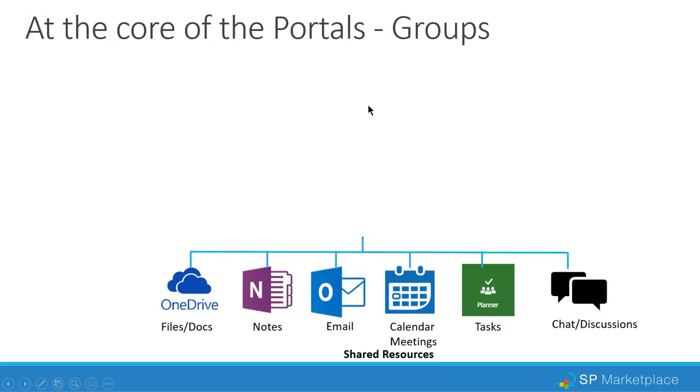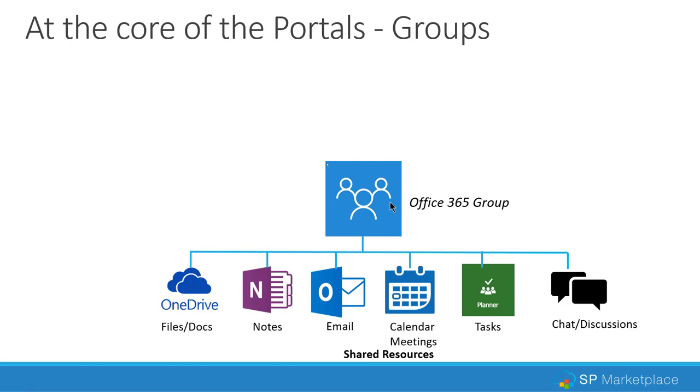Okay, so the key thing to understand here, and you've heard me reference it, is the difference between Teams and Office 365 groups in SharePoint. So at the core of any team or any department or group, these are actually all Office 365 groups, and they're defined groups of people that are part of that team, and they all share, because they're in this group, things like files and documents and notes and email and calendar meetings, tasks, chats and discussions, and there are other things like Power BI and so on, that are all built around the concept of a group.